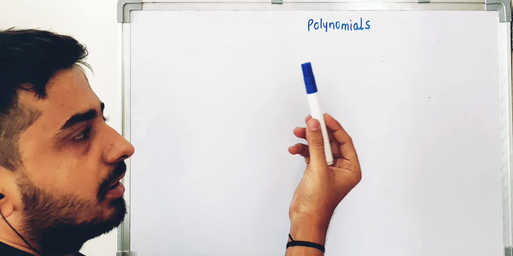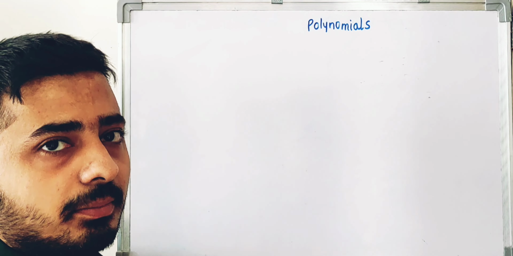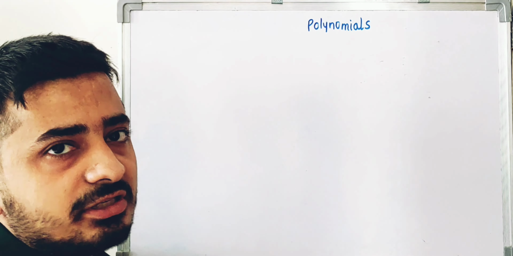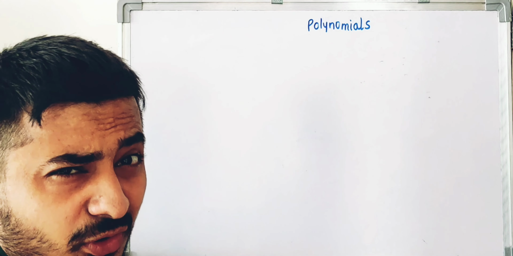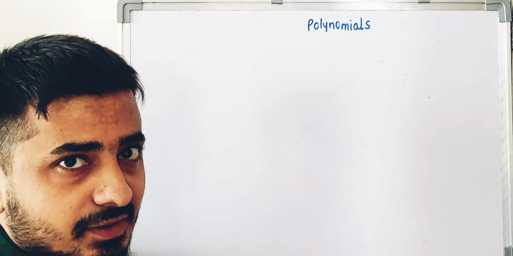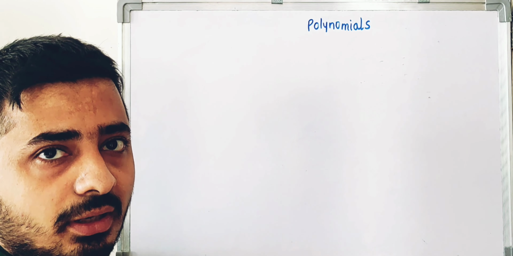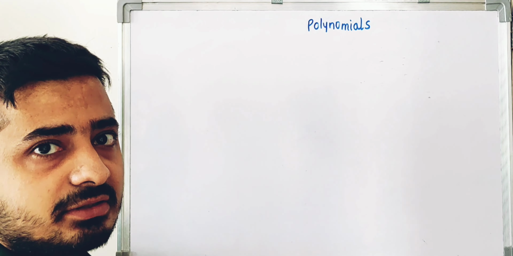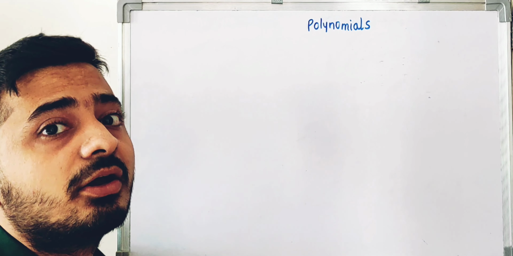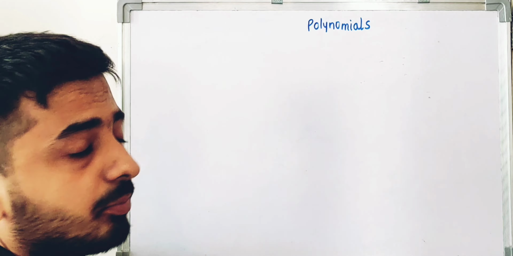Today we are going to see polynomials. This is a topic of class 9th chapter number 2. So what is a polynomial? Have you heard about this previously? Say yes or no? Yes. Very good. So what is a polynomial? A polynomial is an expression that consists of constants and variables. So what is the general equation of a polynomial?